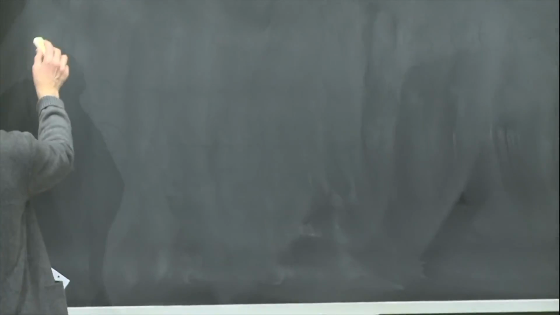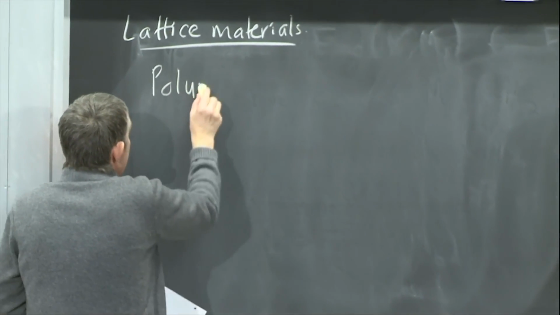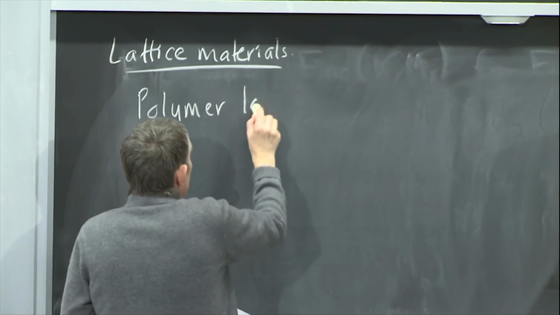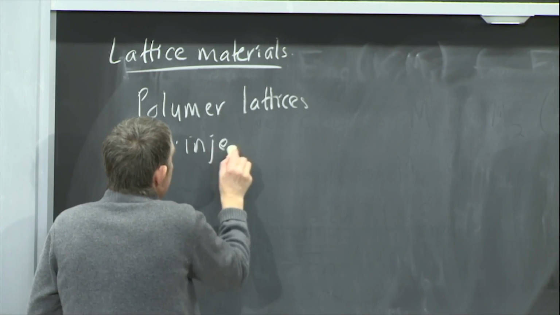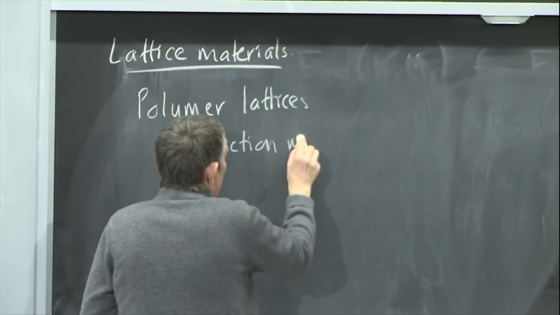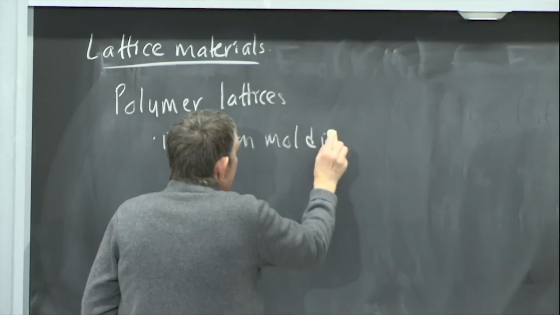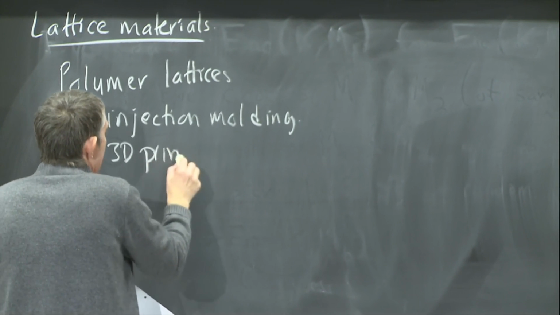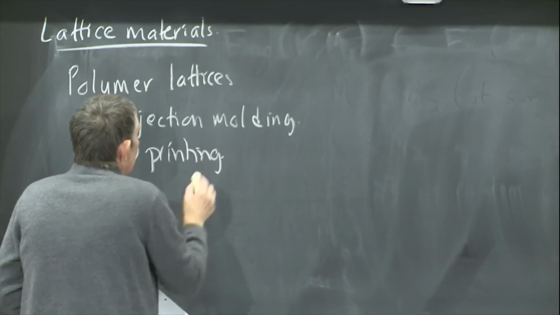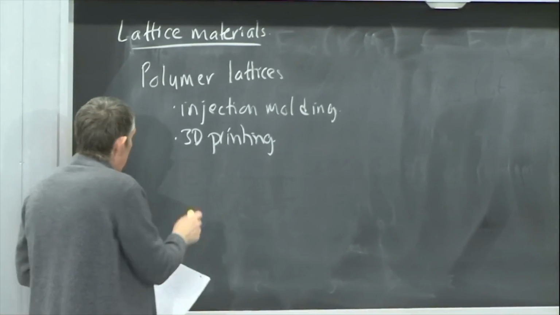So we'll start with polymer lattices first. So one way is injection molding. Another way to do it is by 3D printing. You can generate a structure like that by 3D printing.